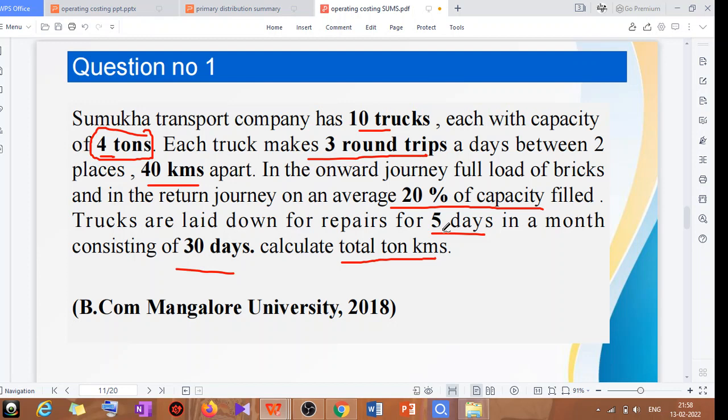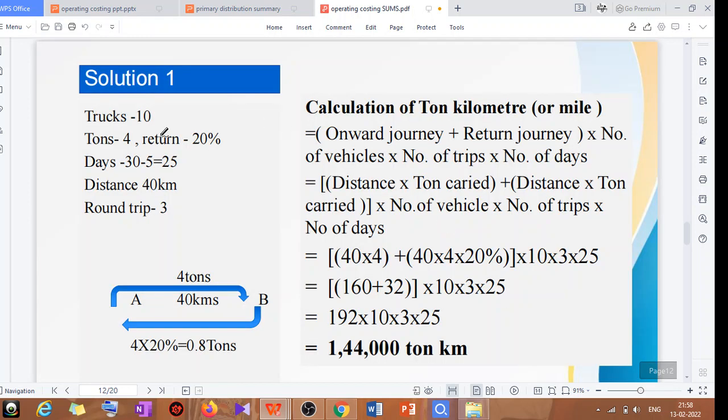Clear? So first you write all the information, that is number of trucks, 10 trucks, tons carried 4, while coming back only 20% of the 4 you have to take. The number of days 30 minus 5, it will be 25. Distance is 40 kilometers. Round trip. See, directly they have given the round trip, so take 3.